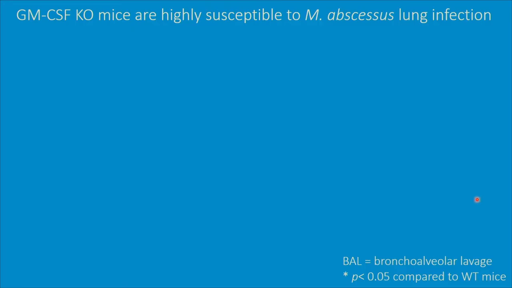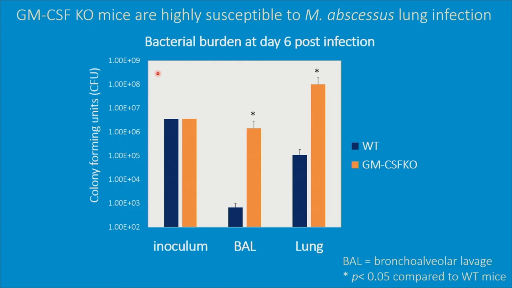So the first data I'm going to show you is just that we can replicate what Marianne de Groot and colleagues showed, which is that the GM-CSF knockout mice are highly susceptible to lung infection as measured by colony-forming units in the lung. So you have colony-forming units on the y-axis, and in the navy bars, that's the wild-type mice, and you can see that at 6 days after infection, there's more than a log of bacteria that's been cleared, and the BAL is essentially sterile. However, in the GM-CSF knockout mice, you can see there's been growth of bacteria in the lungs, and the BAL is still full of lots of bacteria.